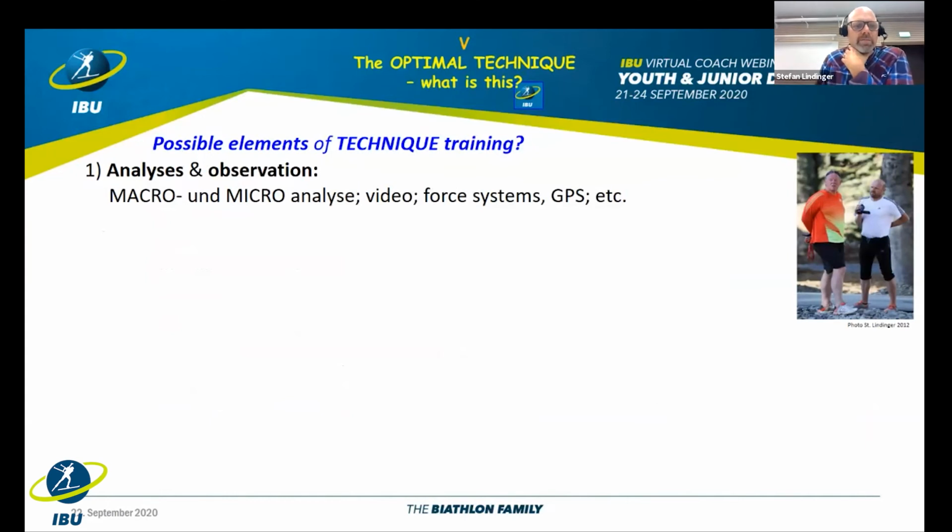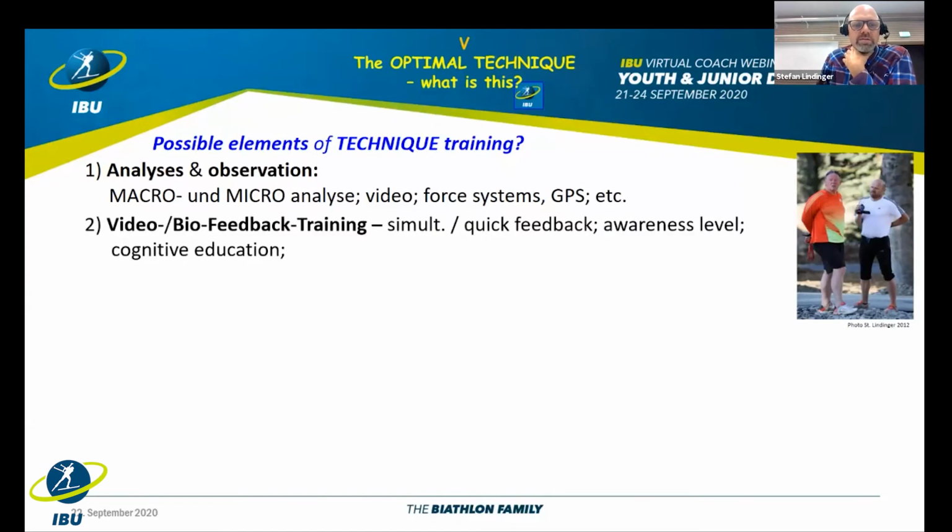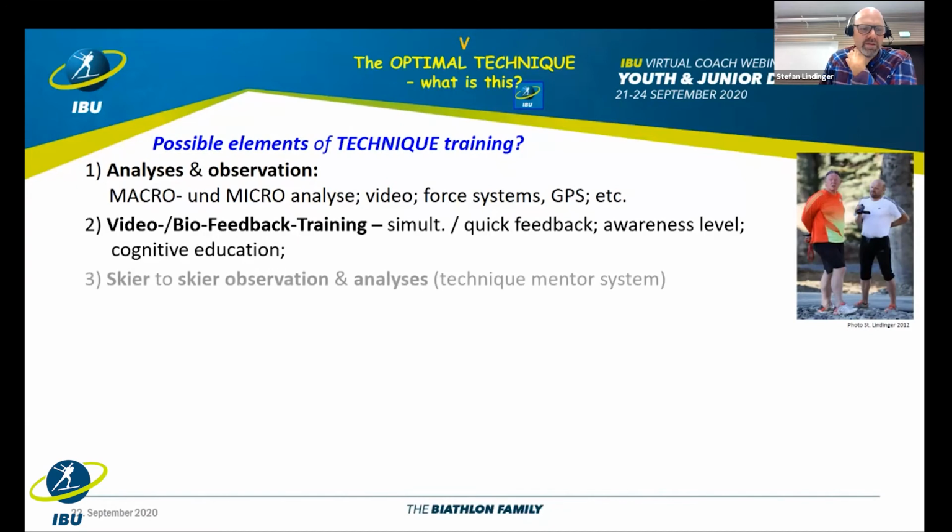So one example: analysis and observation, macro-micro analysis. We can use video, force systems, or GPS systems. Those are possible elements. There are a lot of different things in technique training. Macro analysis first. Then we use training modes like video training or biofeedback training, giving quick feedback or simultaneous feedback. We create an awareness level, so we make things aware. That's not always good, but sometimes it's necessary. We give the athletes a kind of cognitive education by that.